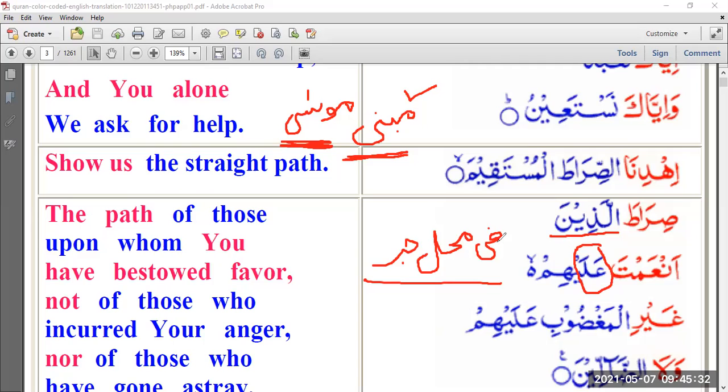Mabni, but their status could be different depending upon their use. Like this pronoun is now with harf jar, so it is in the status of jar. We will say it is in the status of jar. So we use the word in Arabic fi mahall jar, in the status of jar, but it is not shown. Okay, miss, I have noted.